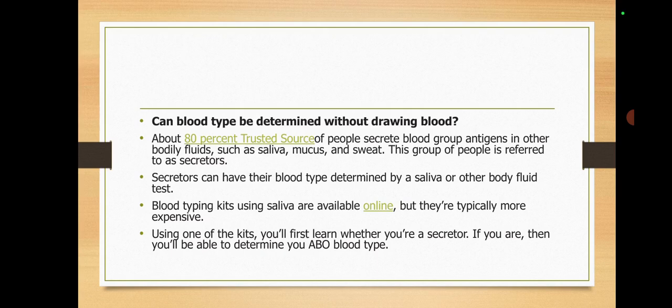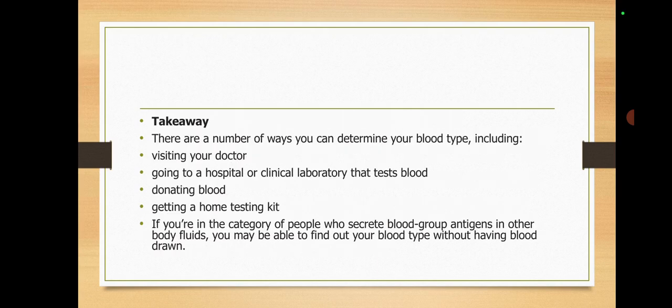Can blood type be determined without drawing blood? About 80% of people secrete the blood group antigen in body fluids such as saliva, mucus and sweat. This group of people is referred to as secretors. Secretors can have their blood type determined by a saliva or other body fluid test. Blood typing kits using saliva are available online, but they are typically more expensive. Using one of the kits, you will first learn whether you are a secretor. If you are, then you will be able to determine your ABO blood type.